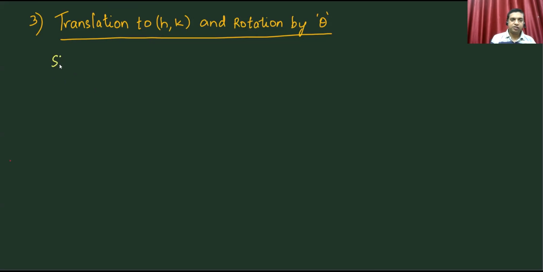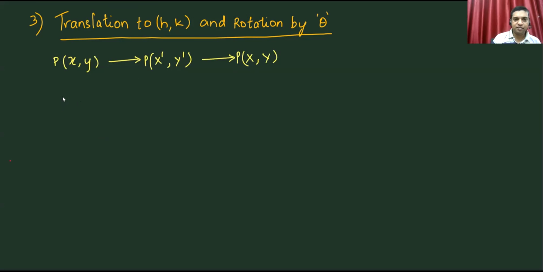So step one, we want the final coordinates. x, y first gets translated to, I will say, x dash, y dash, and then again after rotation the coordinates change to capital X, capital Y. The same point P changes like this. So first step is translation.